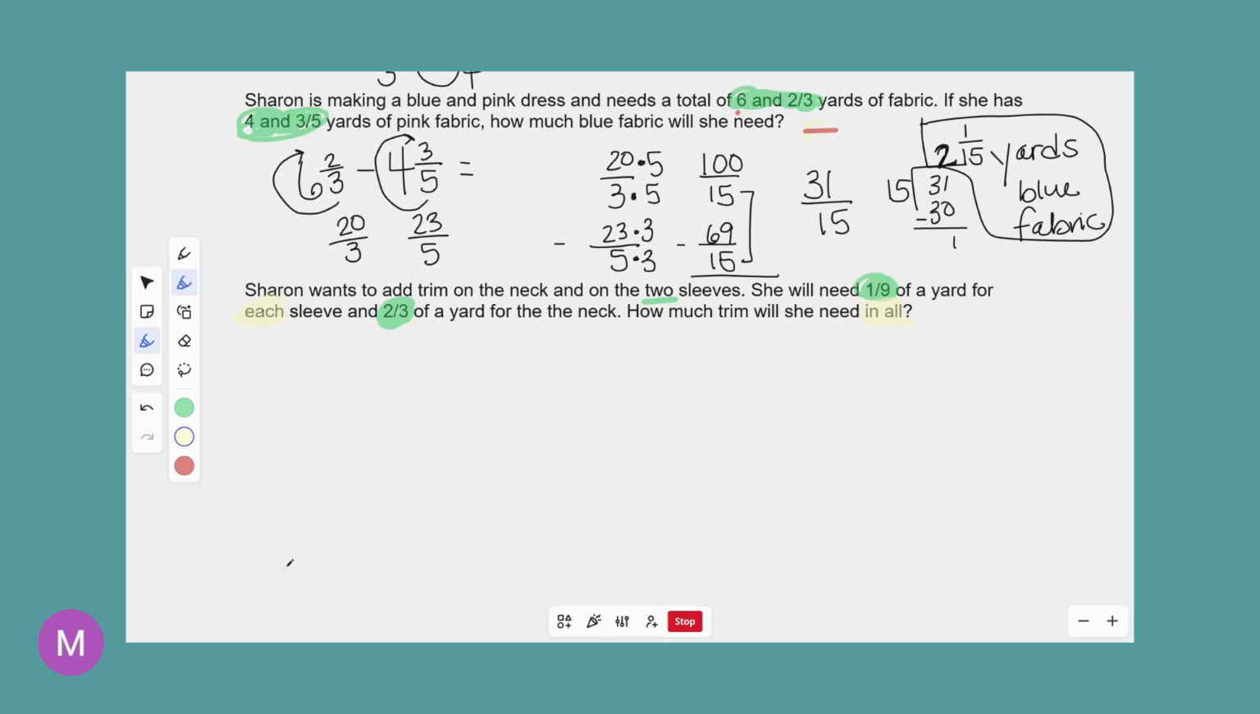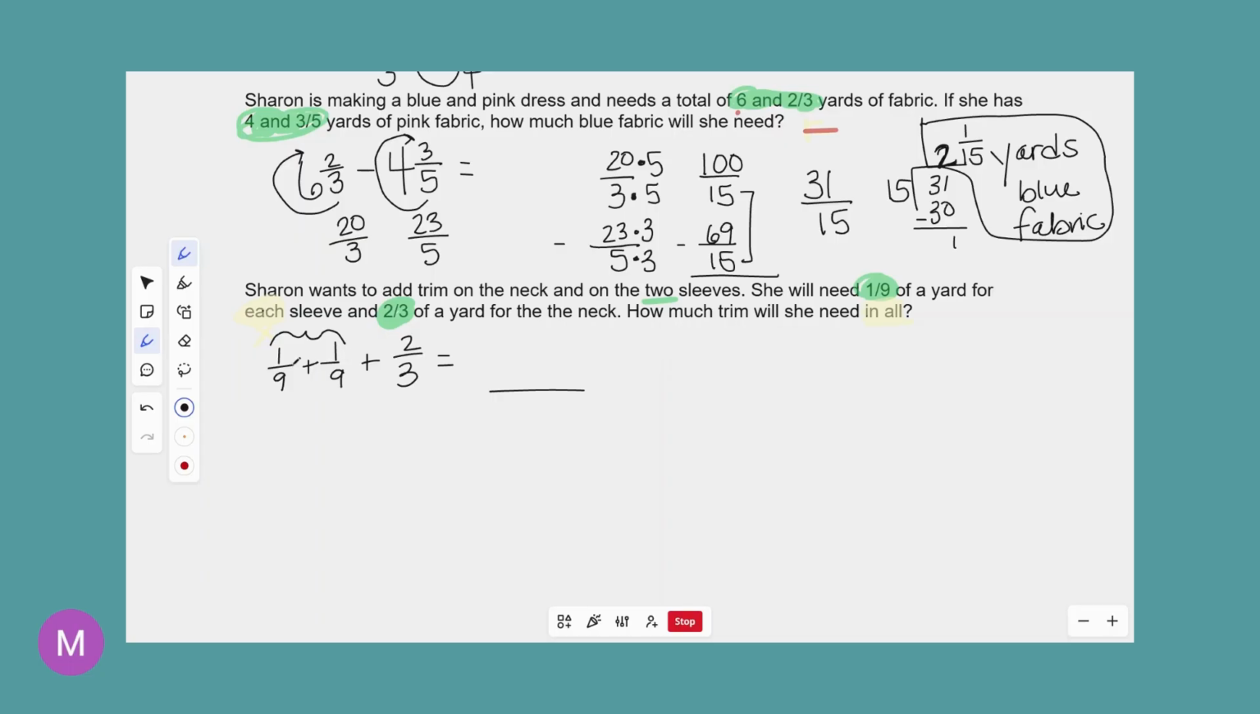Okay, and there's 2 ways to solve this. Remember, multiplication, which is what this is here, is fast addition. So you could either set this up to where you have 1/9 plus 1/9, and that would be the 2 sleeves that they were talking about, which is why I didn't color this in, because it's just talking about how many they're going to be. Plus the yardage for around the neck, which was 2/3. And you could add all these up to find out the total number of yards for the trim.